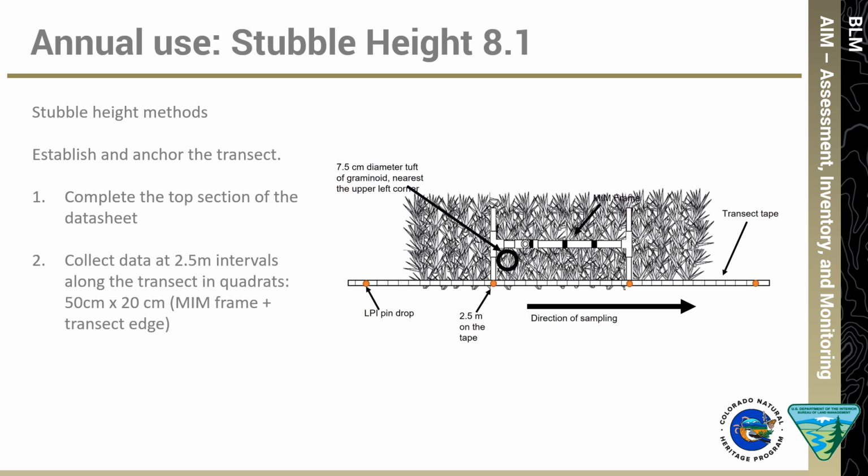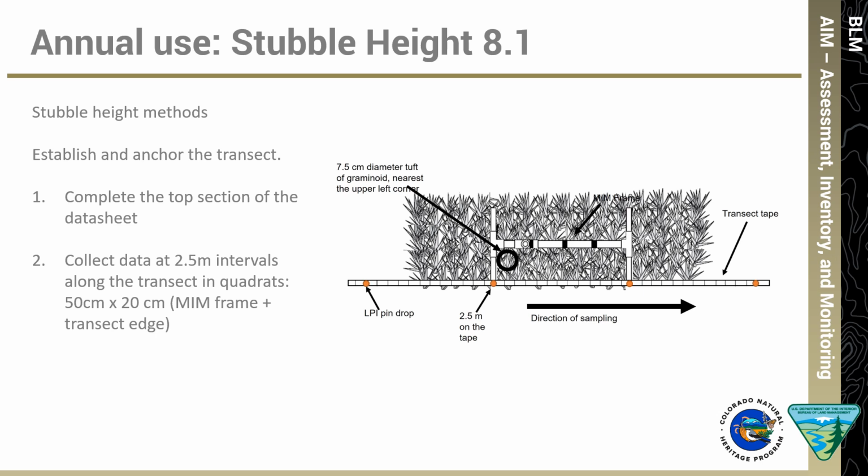Step 2, the data are collected at 2.5 meter intervals along the transect in a 50 by 20 meter quadrat, shown by the diagram on the right. The first point for data collection is at the 0 meter mark on the transect tape. At each designated mark, place the MIM frame along the transect on the opposite side of the tape from where you are standing to form a 20 by 50 centimeter quadrat.